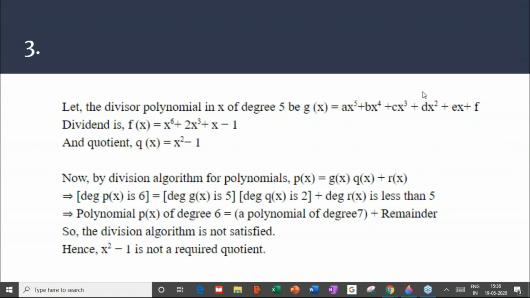Anybody still having a doubt in this can raise your hand. I'll explain it to you again. Got it? Awesome, Rudra. Anybody having a doubt still? Got it? Awesome. Okay, we'll move on to the next question then.